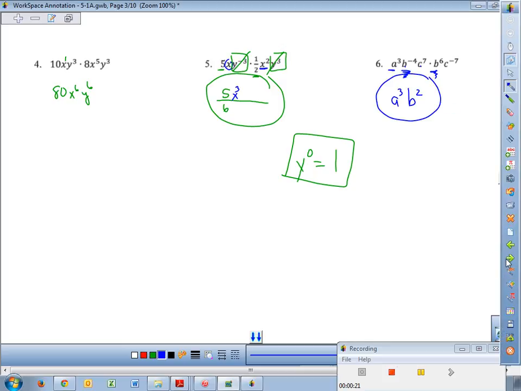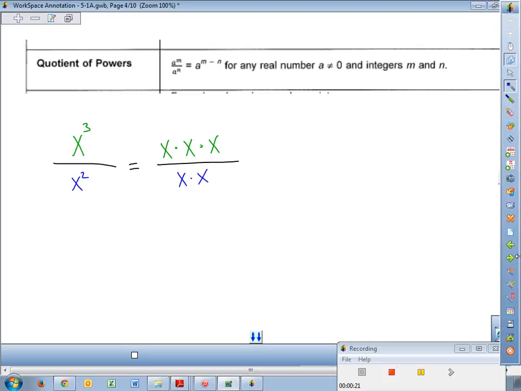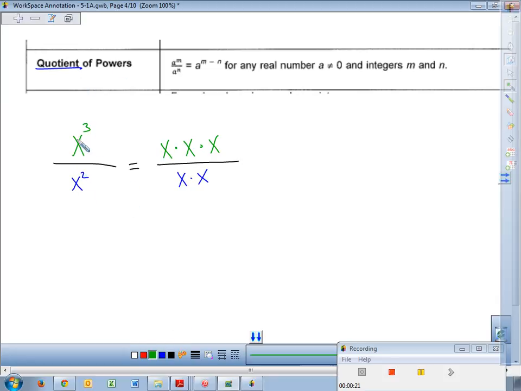So now it's finally time to explain that 0th power stuff. First, here's the old quotient of powers trick. It says if you got the same base right here, and quotient means you're doing a division problem of some powers of the same base. Well, it's really like x cubed over x squared is x times x times x over x times x.